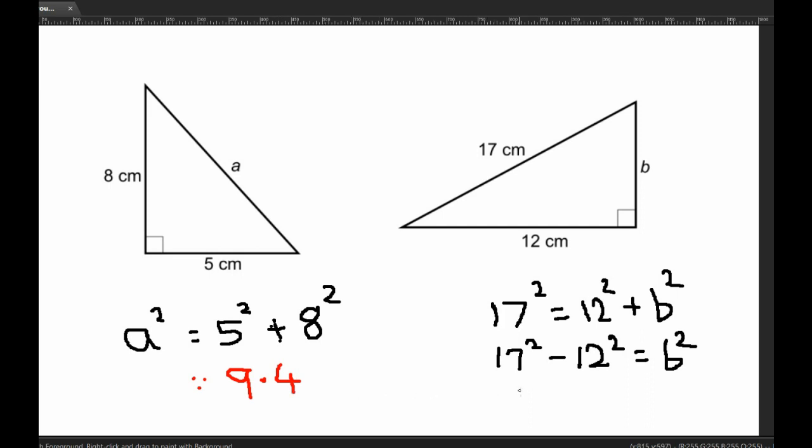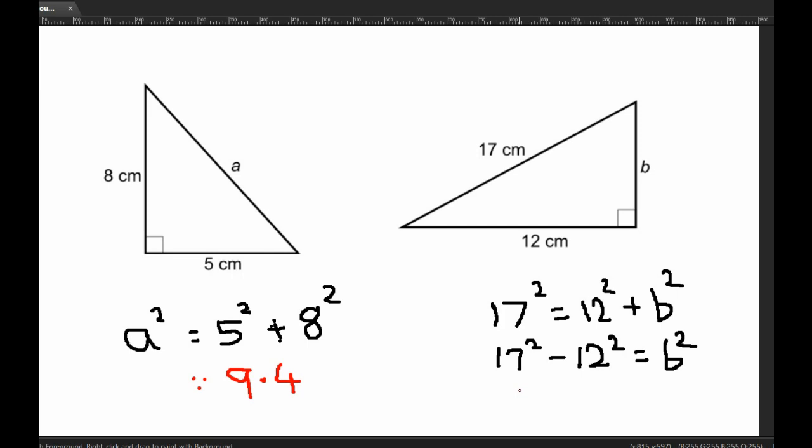Over on this side, 17 squared is 12 squared plus b squared, but in this case I want to have b squared. So I'm going to have to rearrange my equation, take away 12 squared from both sides, so I get 17 squared minus 12 squared, and that is b squared. It's tempting, I know, to just add together 17 squared and 12 squared, but actually you have to think about what it means. If you write out the formula, you can see I have to subtract, not add. So 17 squared minus 12 squared on my calculator gives me 145. So b squared is 145.